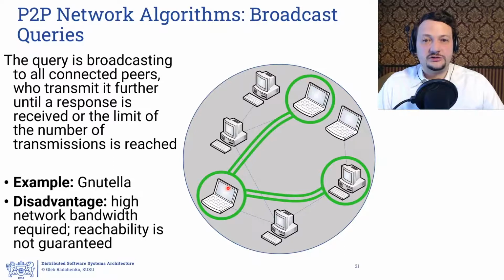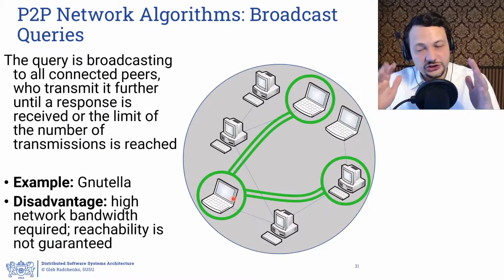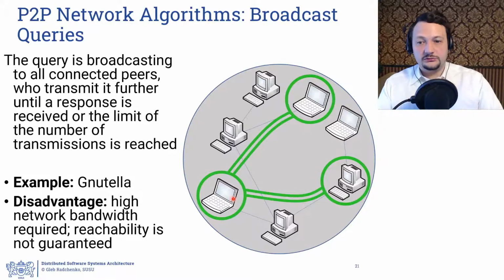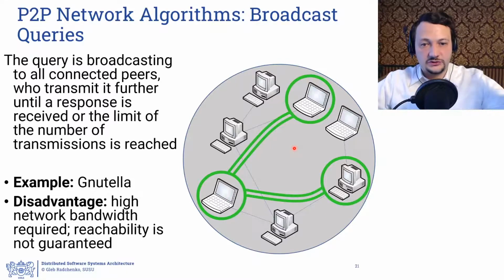Example of the implementation: the first implementation of this approach was in the first version of the Gnutella network. Now they have a more reliable version of this approach, because this approach has huge disadvantages. First of all, high network bandwidth is required. You can imagine a node on average has about 1,000 peers that it knows about. So a node would send 1,000 requests to his first circle of peers.